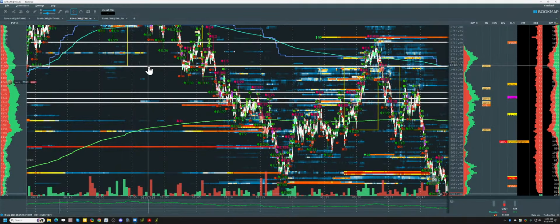This was support. It becomes resistance. I've got my mid and my VWAP, and I also have this. So if I get short, I can get short here, and if I can't get in here, I have this. And I have sweeps. I can use this.